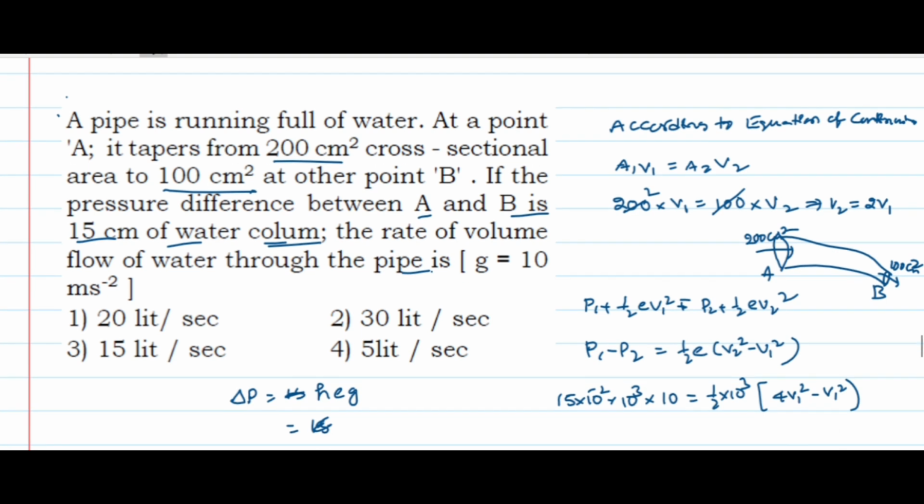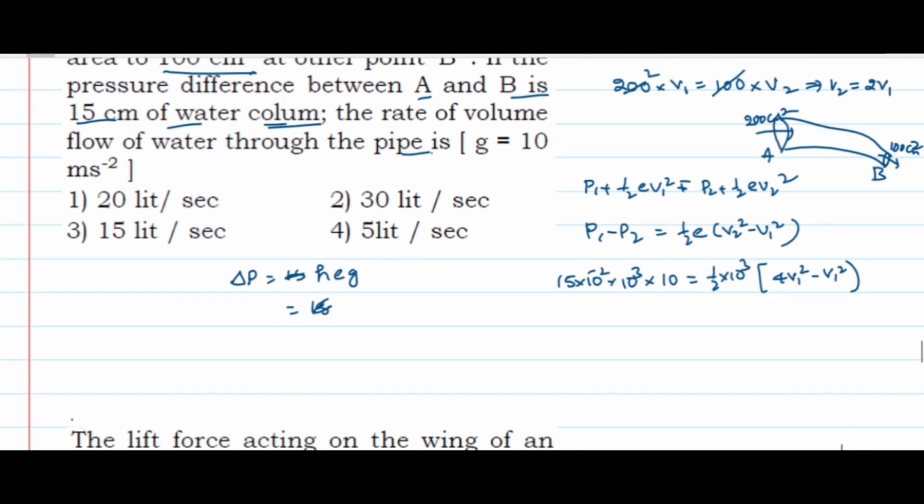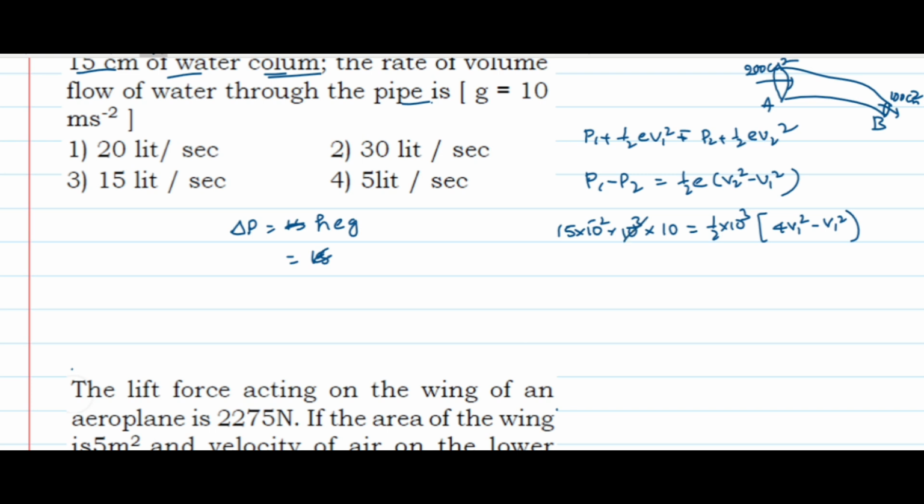Now when simplifying, 10 power 3 and 10 power 3 cancel, and 10 power minus 2 with a 10 gives 10 power minus 1. So 2 into 15 is 30, into 10 power minus 1. On this side, 4 V1 square minus V1 square is 3 V1 square. So 3 times 10 into 10 power minus 1 is 1, and V1 is 1 meter per second.